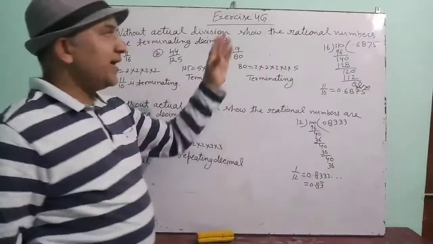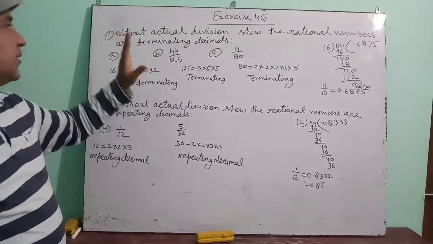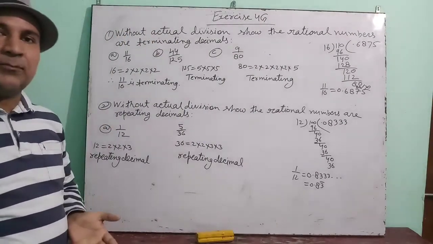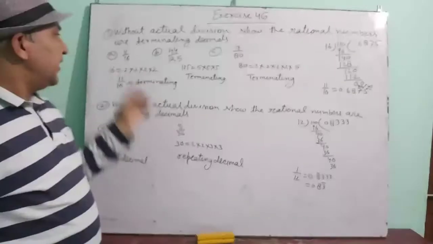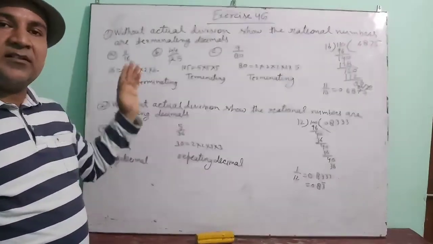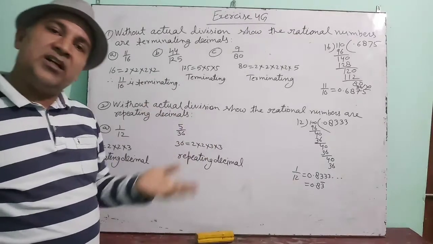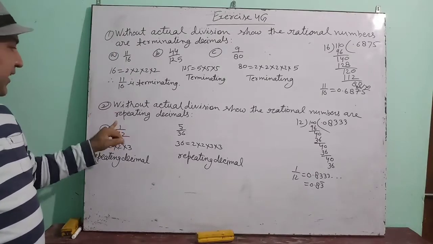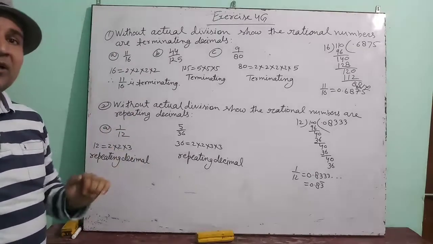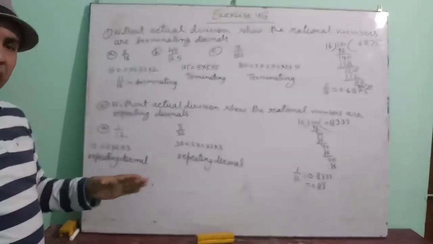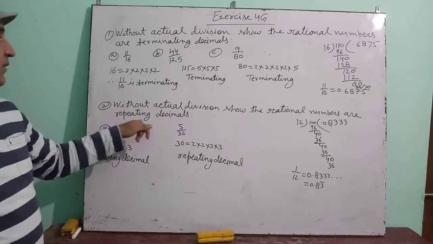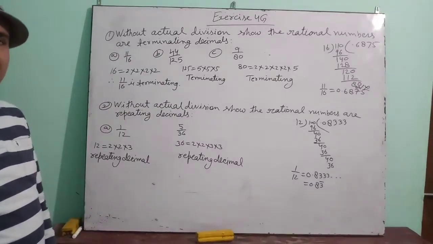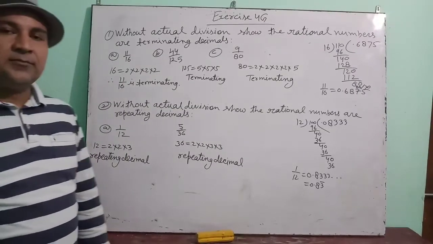By actual division the process is easy, but without actual division also the process is easy. Only you have to learn the method. You have to learn the rule. If the denominator has the factors 2 and 5, or only 2, or only 5, then that will be a terminating decimal. And if the denominator has factors other than 2 and 5 also, any number other than 2 and 5, then that will be a repeating decimal. Okay? Do practice for this exercise. Okay? Bye bye.